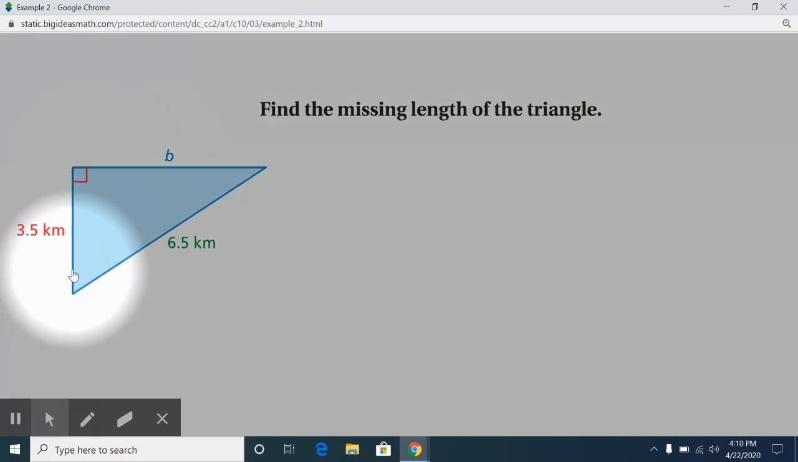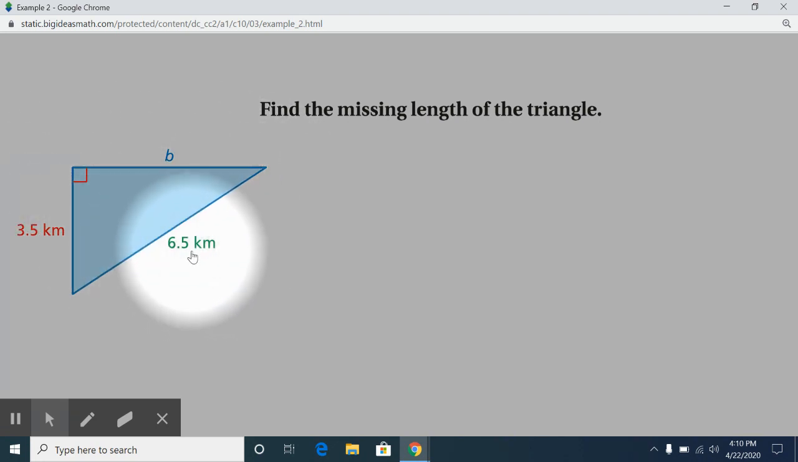So I know I'm finding a leg. What I have here is I know that this has to be A because, again, it's one of the sides that comes together with B to form the right angle. So this has to be my leg, and this has to be my hypotenuse.